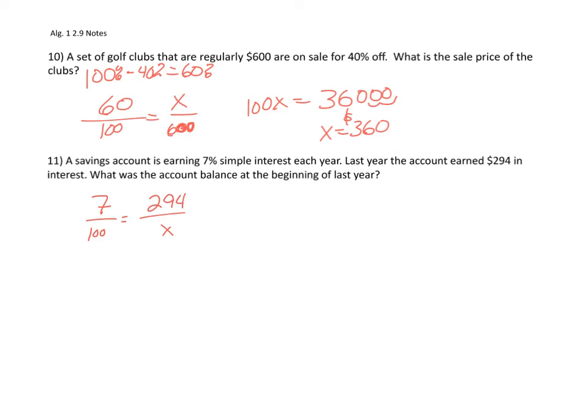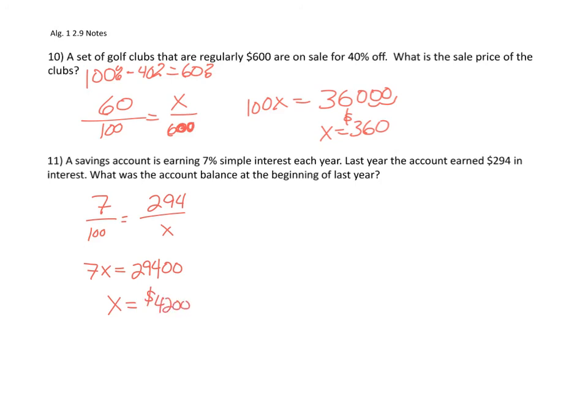Here we go. We're going to end up with our cross-product property of 7x equals 294 times 100. I don't need the calculator for that one. I'm just going to tack 2 zeros on the end of that. I might need the calculator for 29,400 divided by 7, though. Let's see what that is. So, in this case, our starting value was $4,200.